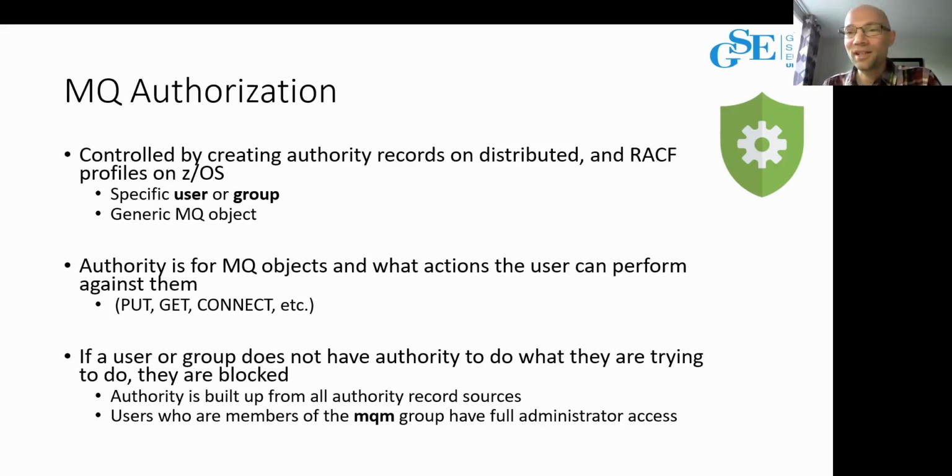The other important thing to say here is that if a user hasn't been granted specific authority to access a resource in MQ, then it's not allowed to. So the default in MQ is that a normal user, rather than some kind of privileged user such as MQM on distributed, doesn't have access to do anything unless it's actually been granted. That's the default.